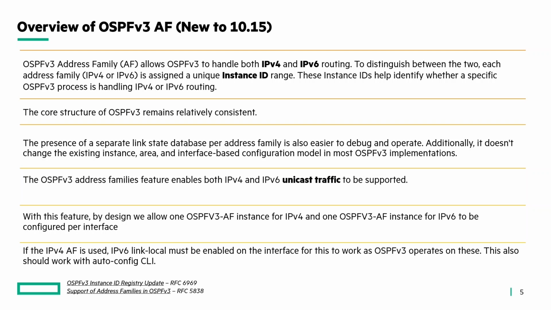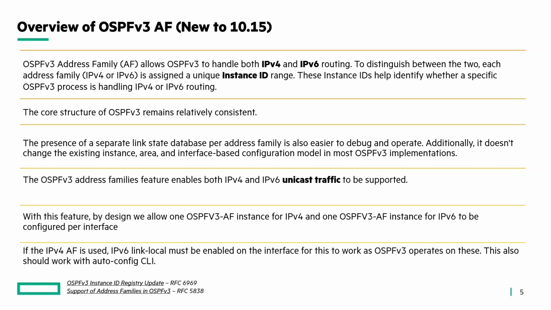Also, by design, we allow one OSPFv3 address family instance for IPv4 and one OSPFv3 address family instance for IPv6 to be configured per interface. An important thing to note here is that if the IPv4 address family is used, IPv6 link local must be enabled on the interface for this to work. This is because OSPFv3 operates on these as a base, that is the link local addresses. This will also work with the autoconfig CLI.